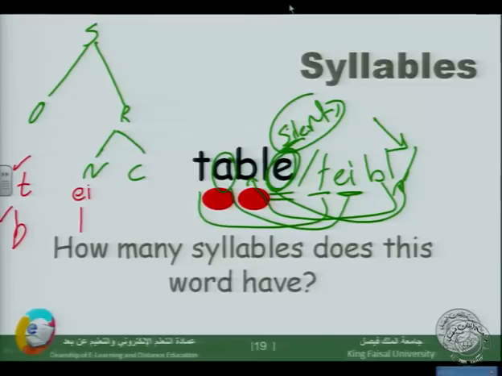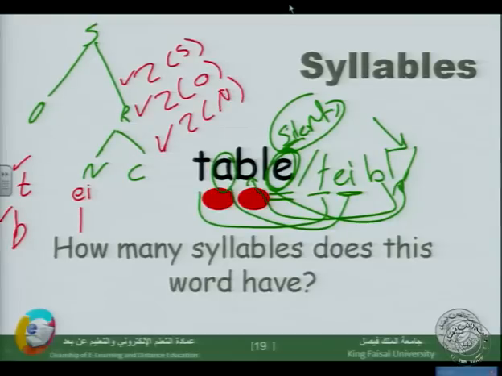Table, table, table. Try to say it again with me. Table. Right here, how many onsets do we have? We got 2 syllables, 2 onsets, and 2 nuclei. How many codas do we have? We have 0 codas. So remember this exercise very well.